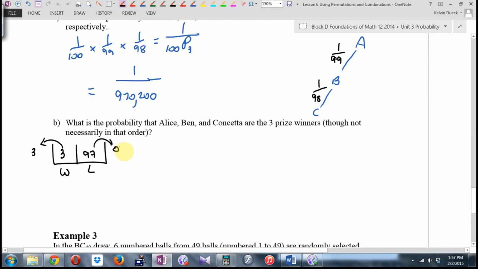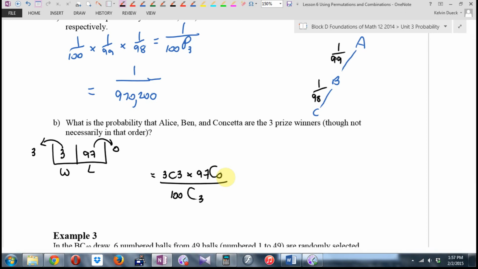Can you see the equation? What choose what, times what choose what, over what choose what? It's going to be over 100 choose 3. It's going to be 3 choose 3 and 97 choose 0. Now you may recall, what is 3 choose 3? Do you remember from 2 units ago? It's 1. And you know what 97 choose 0 is? If you're really lazy, the answer is going to be 1 divided by 100 choose 3.